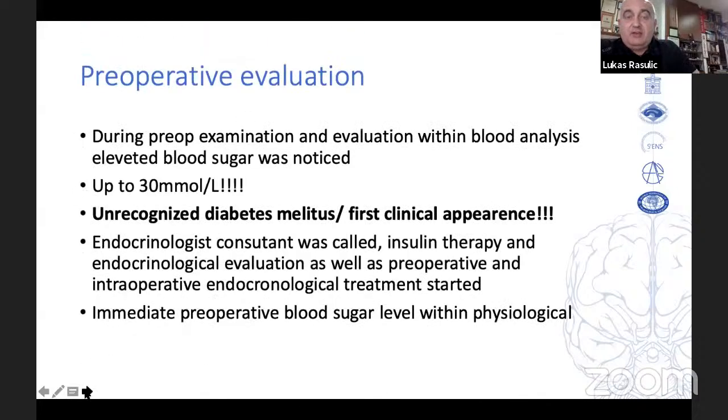During preoperative examination, the evaluation preparation for surgery, within blood analysis, elevated blood sugar of about 30 millimoles per liter was noticed. It was completely the first sign of diabetes in this young guy, 17 years old. He never knew about diabetes and never had any kind of confirmation or blood analysis regarding diabetes. So it's the first clinical appearance.